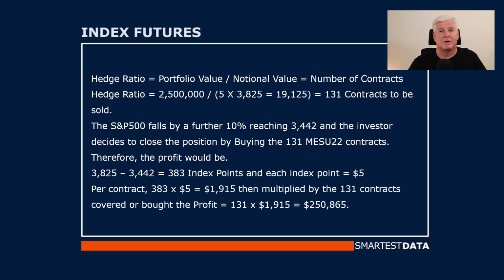383 times $5 equals 1,915, then multiplied by the 131 contracts covered or bought. The profit would be 131 times 1,915 equals $250,865.